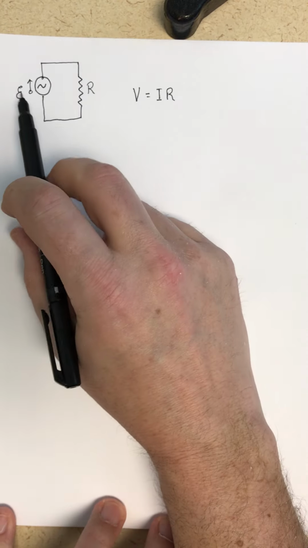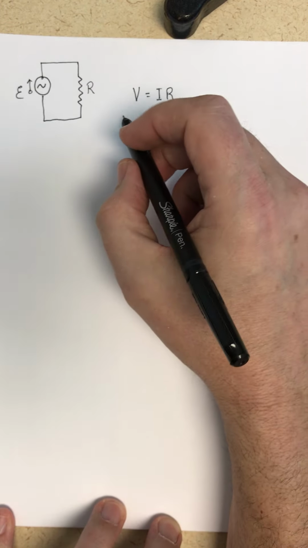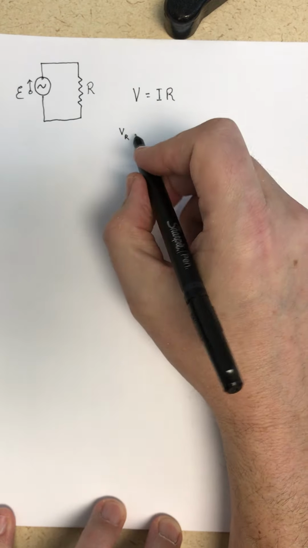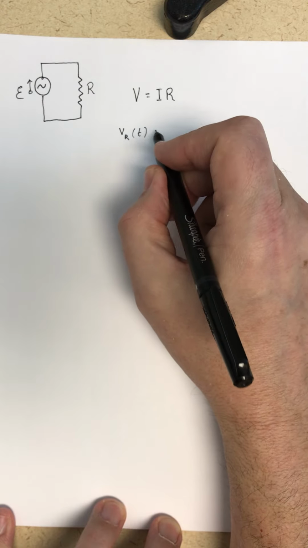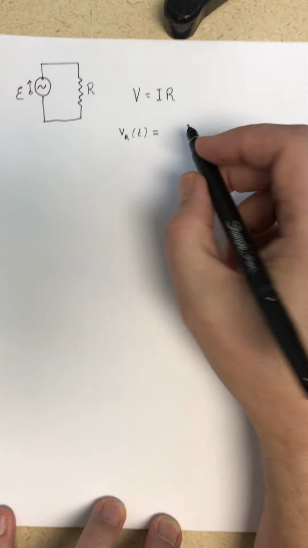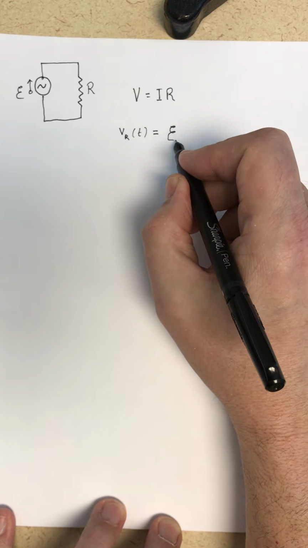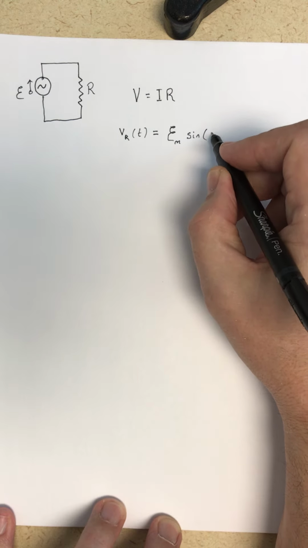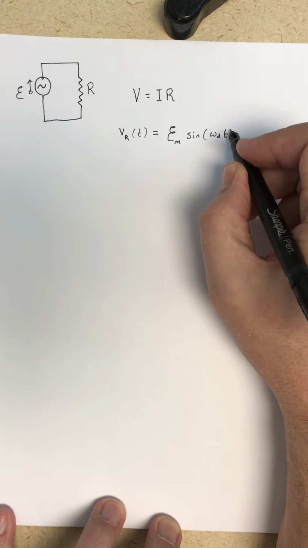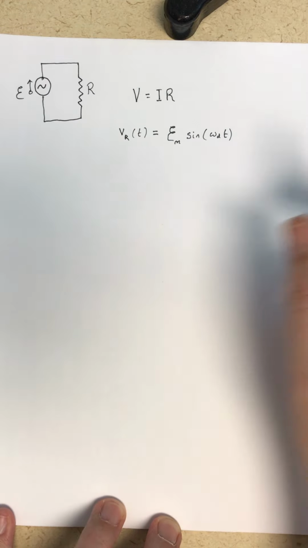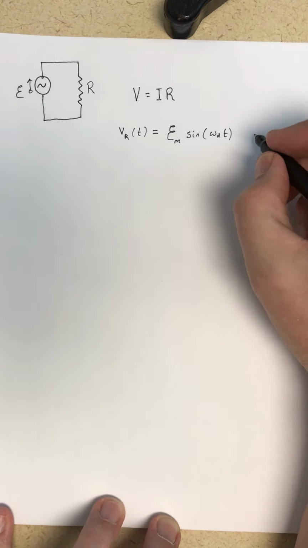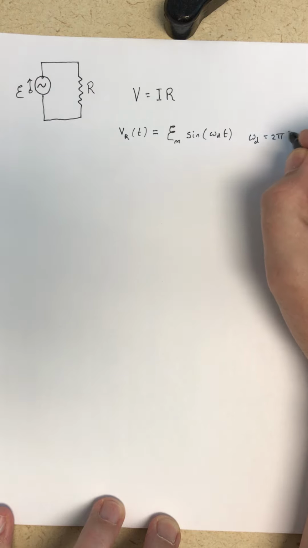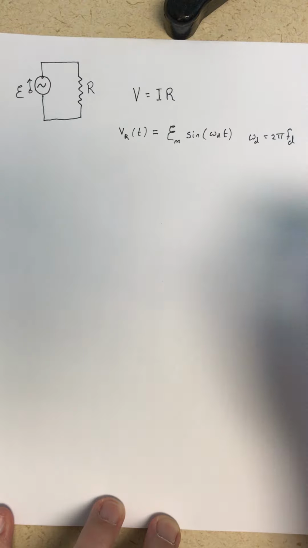So our time varying EMF is going to give us a voltage across the resistor, and we're picking this to be our reference for phase. It's going to be the amplitude of the EMF, and it's going to go as sine of the driving frequency times time. That's the angular driving frequency. So omega d is 2 pi times the frequency.